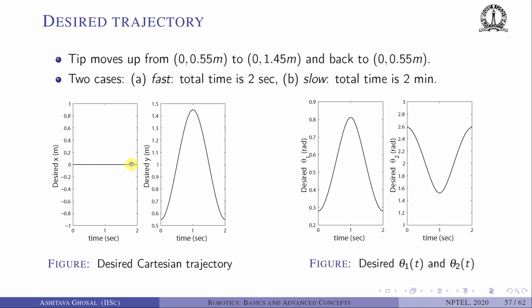So what is the desired trajectory? The x should be 0, and we will fit a nice smooth cubic trajectory in the y direction. So it goes from 0.55 to 1.45 in a cubic profile in 1 second, and again comes back down to 0.55 in a nice smooth cubic profile between 1 and 2 seconds. Now for these trajectories we can find the desired theta 1 and theta 2 by doing inverse kinematics.